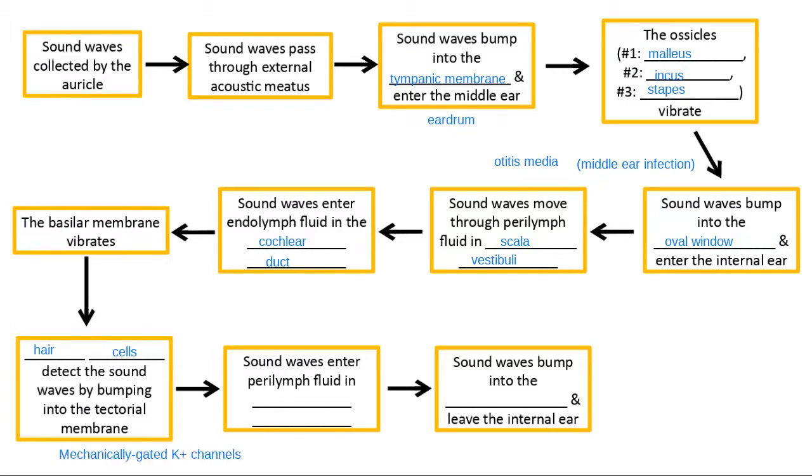I'm mainly interested in you knowing the fact that it's mechanically gated channels that hair cells have on them. The reason that potassium is worth noting is because remember, endolymph fluid has a ton of potassium in it. So I've got mechanically gated potassium channels. Remember, mechanically gated means I've got to push them open. When I push them open, potassium rushes inside, and that's going to help me depolarize my cell.